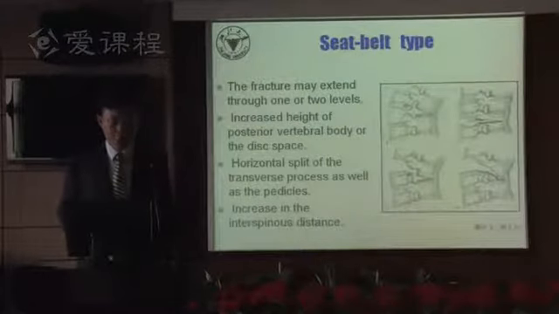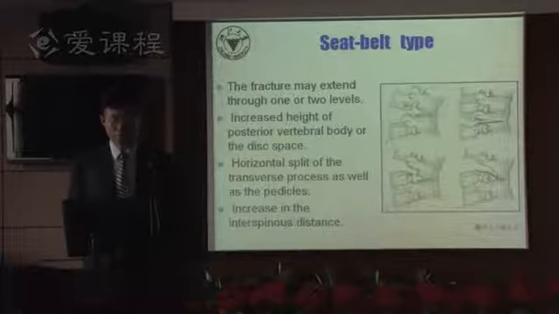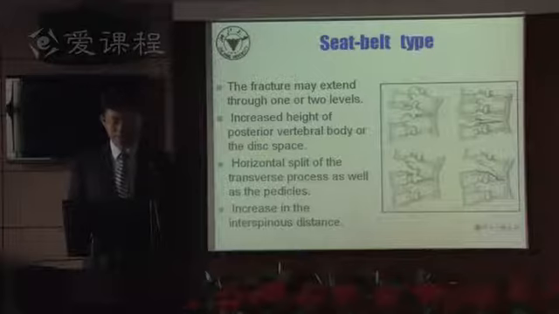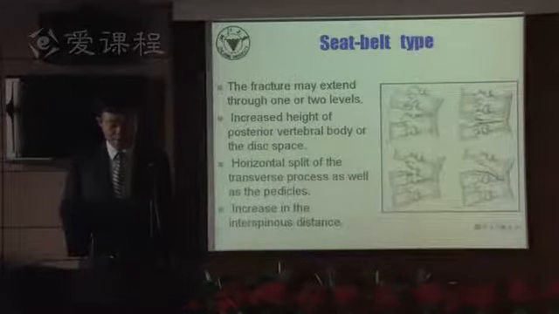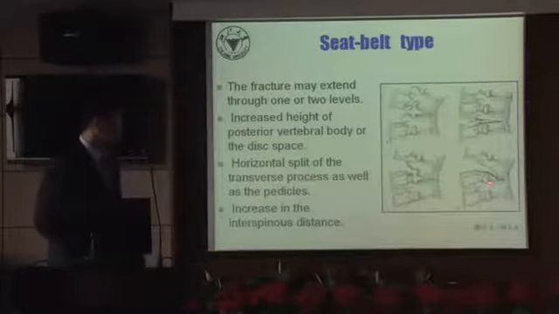Seat belt type: the fracture may extend one or two levels, with increased height of the posterior vertebral bodies or the disc space. Horizontal split of the transverse process as well as the pedicles. Increases in the interspinous distances.